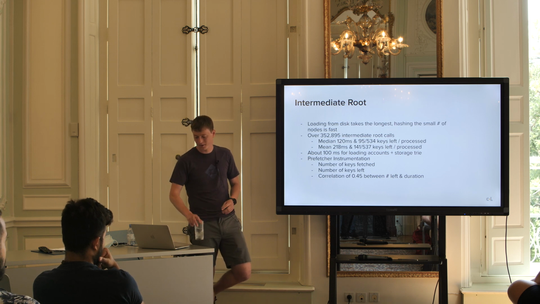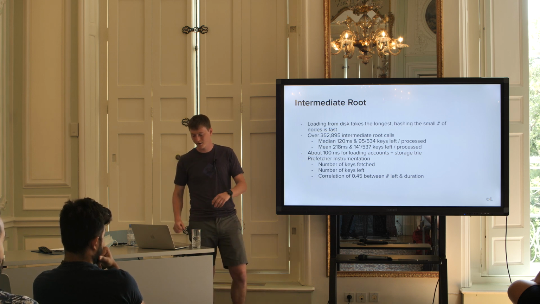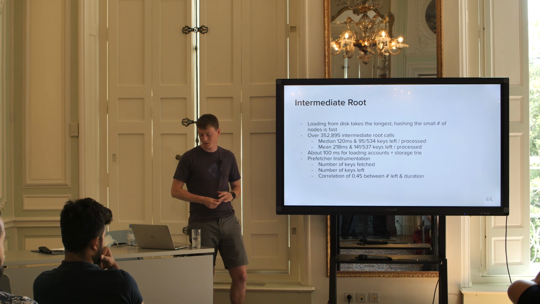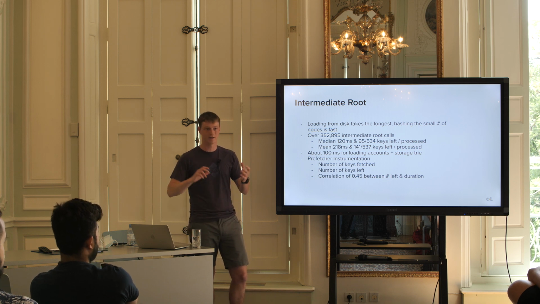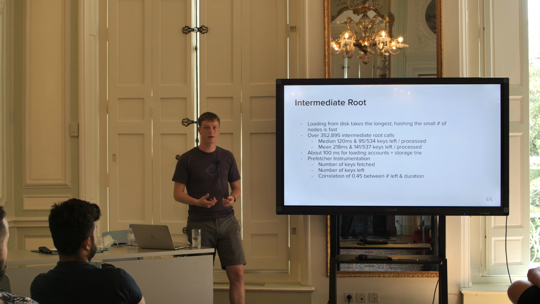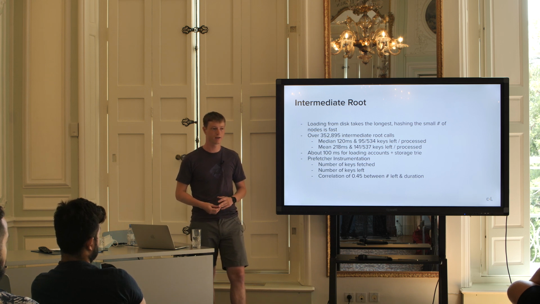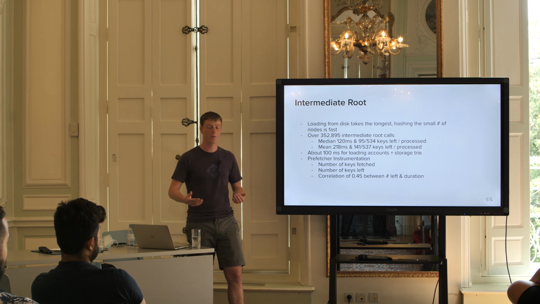And so, back to intermediate root again. Yeah, so median 120, these are kind of stats on it. When I was looking at how the prefetcher was working, first I was a little surprised about this. I was like, okay, is the prefetcher doing what we expected?